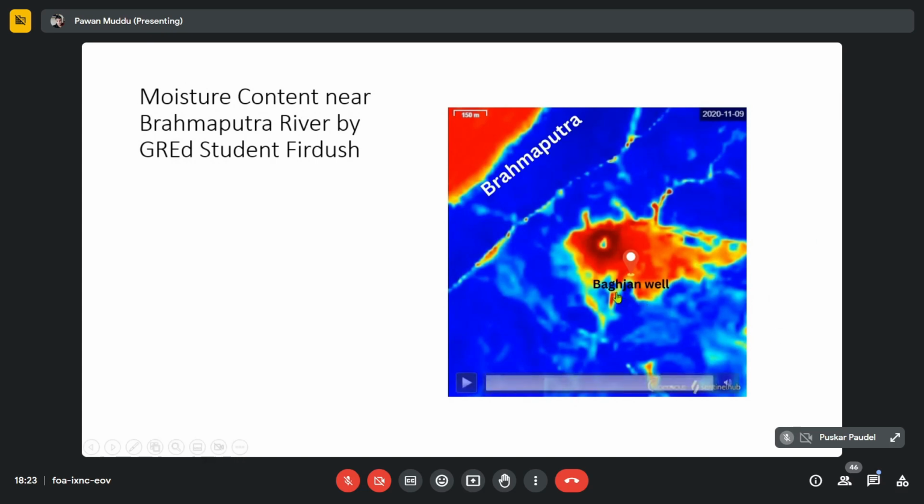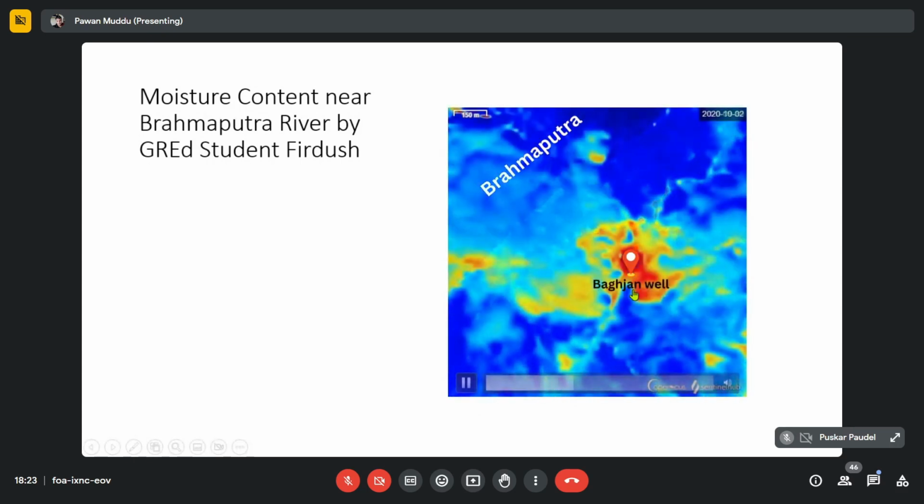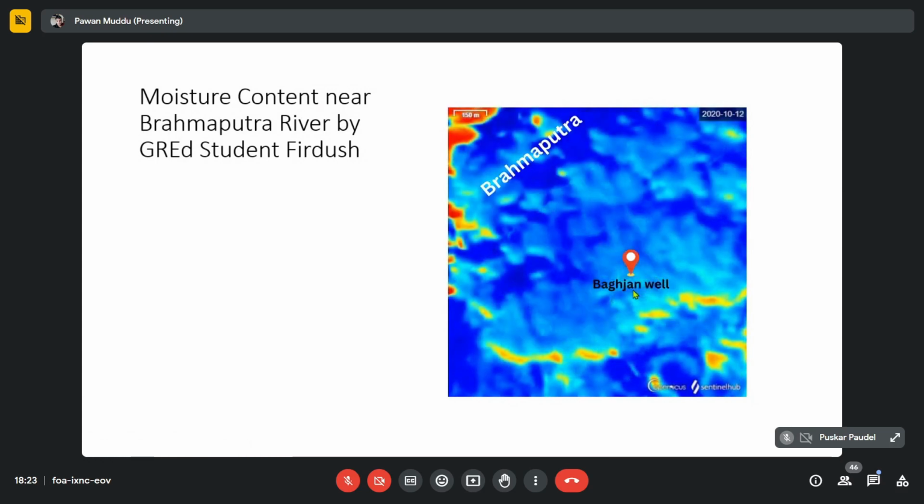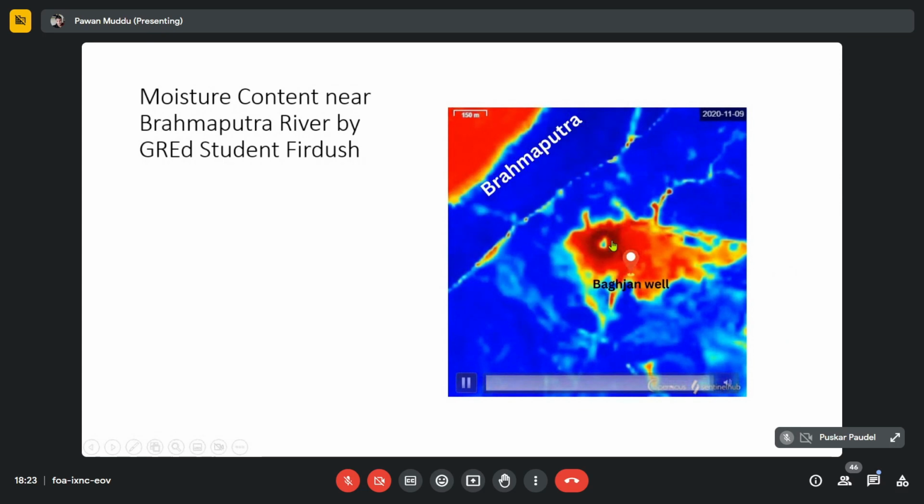So this well, Bagjan well in near the Brahmaputra basin, is basically visualizing an area where there is a lack of moisture, right? And that is seasons which are not flood related, but they are drought related, as you can see here. And this is in our part of the world again, in Assam, sorry. So you can see moisture is pretty high. Moisture is very low, especially during the month of October. And this was in 2020, right?